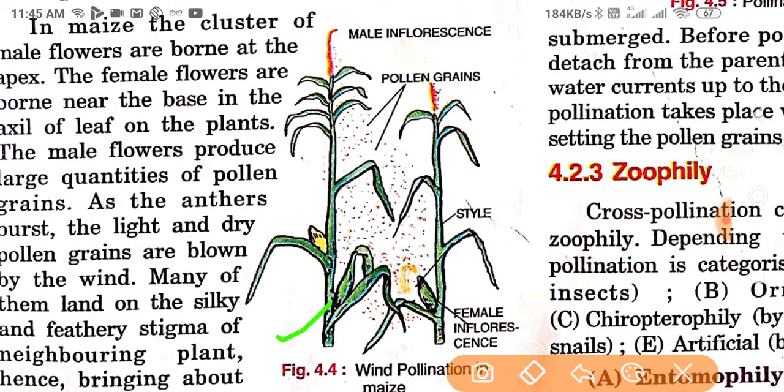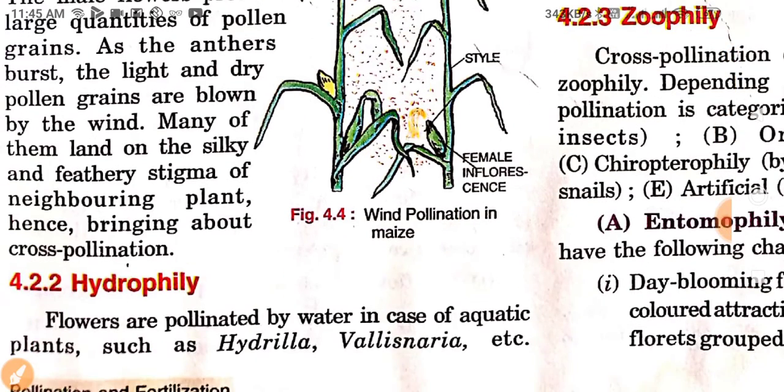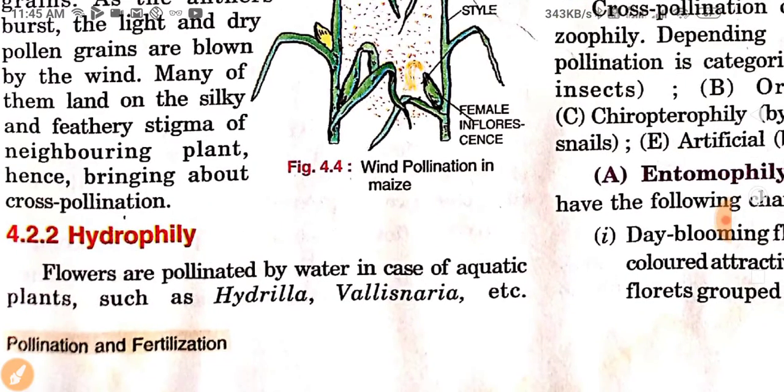You can see here two plants. This is a male plant and this is a female plant. Whenever the pollen grains are blown away with the wind, they go onto the stigma, and cross pollination occurs. Now we move to the next type of pollination.